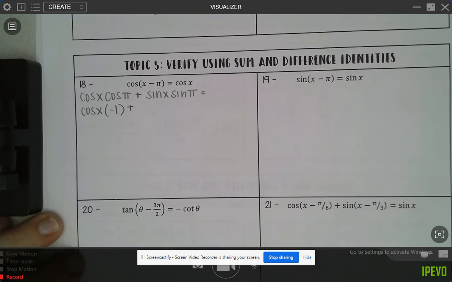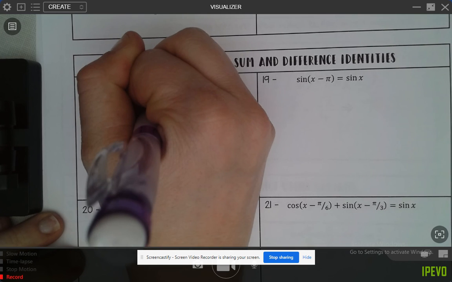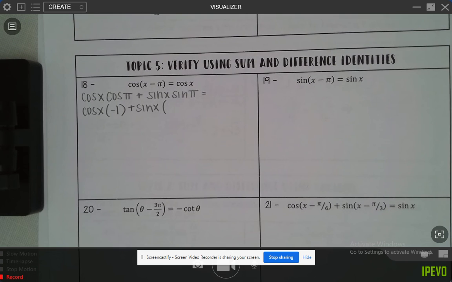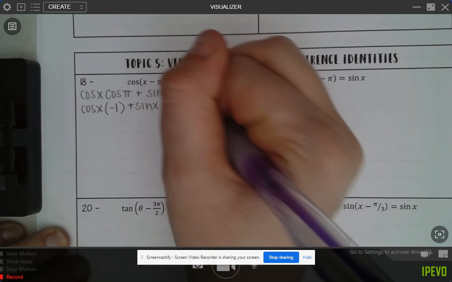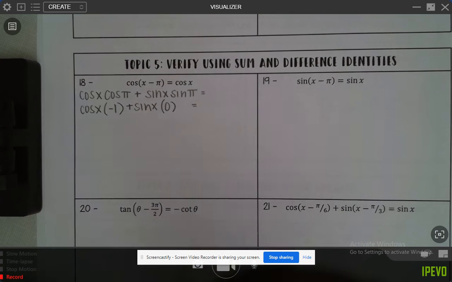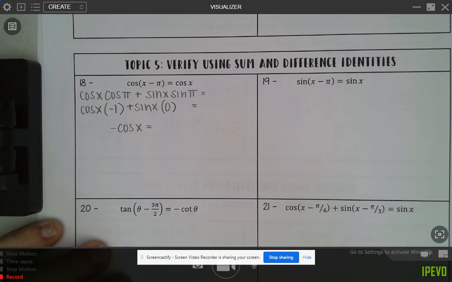Do I know anything about the sine of x? Nope. Sine of pi. 0, max, 0. So I have negative cosine of x equals, is that right? It is because you have an even odd. Negative cosine is the same as cosine.